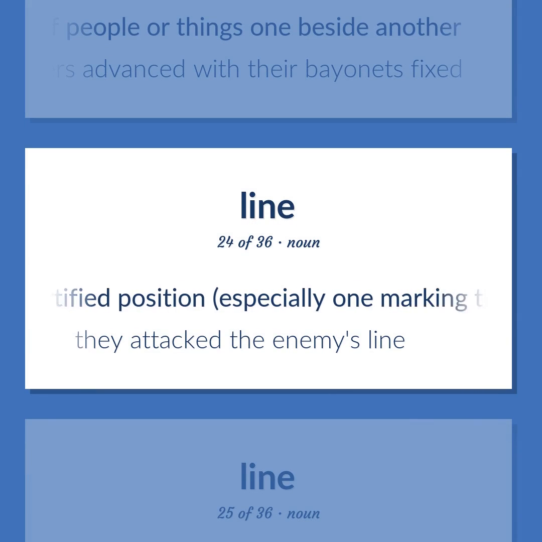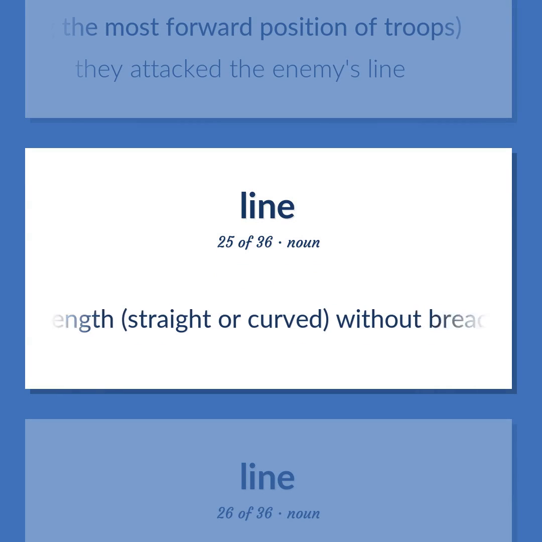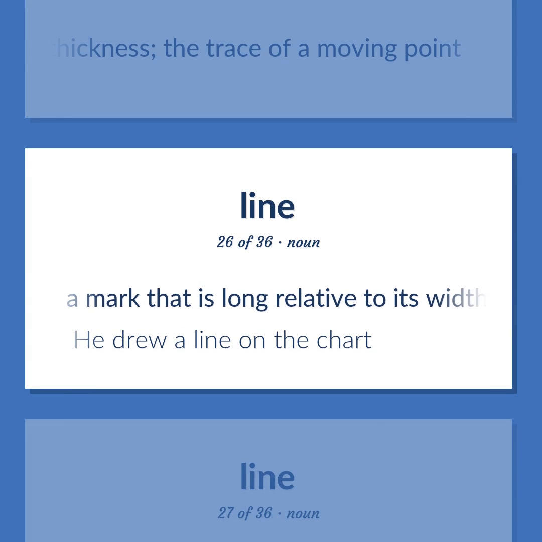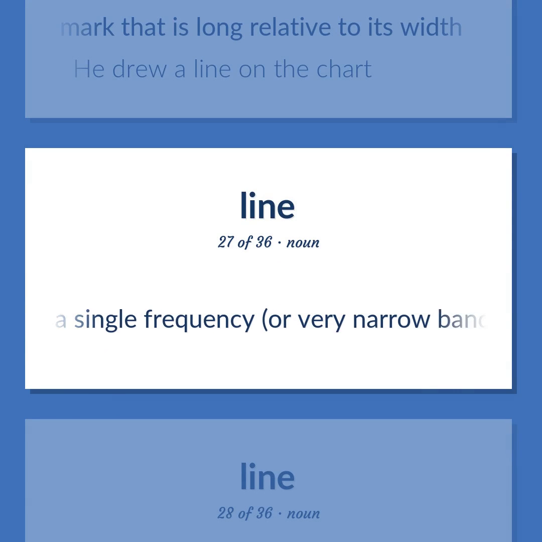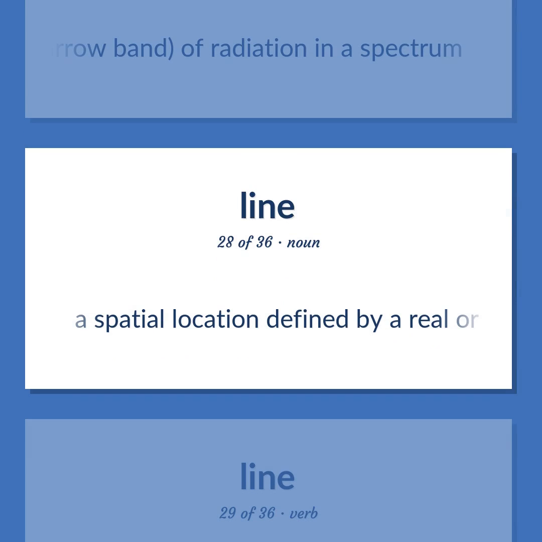A fortified position, especially one marking the most forward position of troops. They attacked the enemy's line. A length, straight or curved, without breadth or thickness, the trace of a moving point. A mark that is long relative to its width. He drew a line on the chart. A single frequency, or very narrow band, of radiation in a spectrum. A spatial location defined by a real or imaginary unidimensional extent.